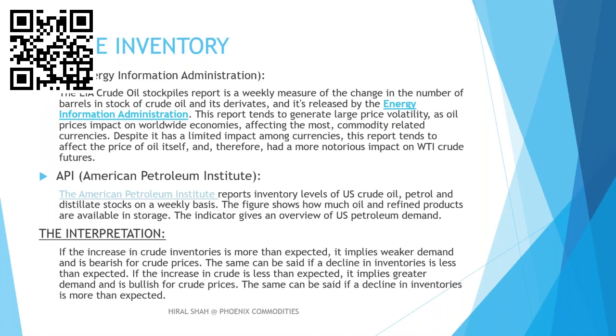The interpretation: if the increase in crude inventory is more than expected, it implies weaker demand and is bearish for crude prices. The same can be seen if the decline in inventory is less than expected. If the increase in crude is less than expected, it implies greater demand and is bullish for crude prices. Got it? The same can be seen if the decline in inventory is more than expected. Clear on inventory data for crude? API data also, on Wednesday morning itself, we can have a look at the API data. That will also impact the price action.